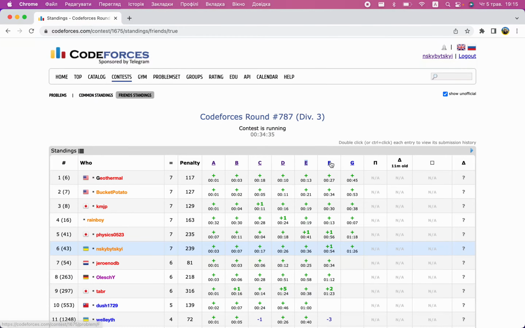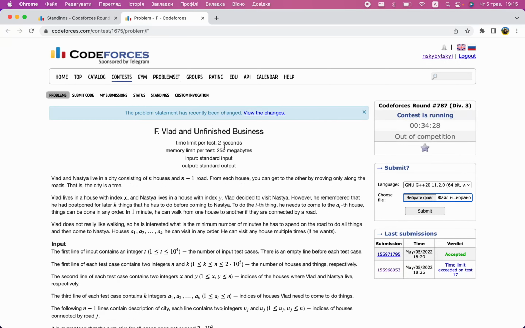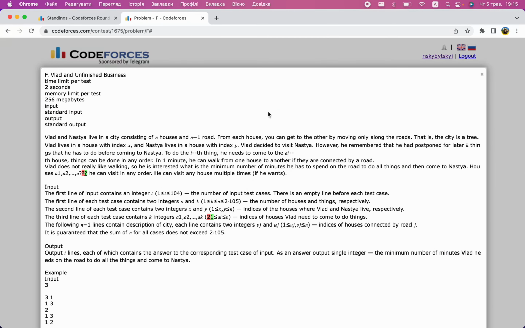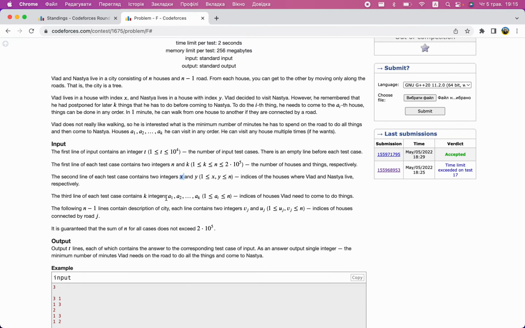In the next problem, I somehow managed to get TLE. To this point, I do not know why. But anyway, in this problem we have a tree-like city, and we want to start at vertex X, visit a given set of vertices, and go to Y. So in this problem there are several observations that can be made. First of all, you clearly need to visit the convex hull of X, Y, and all A_i.